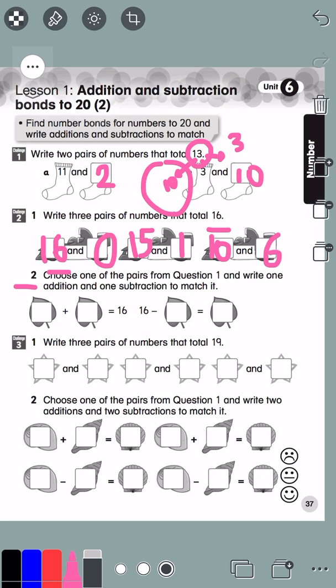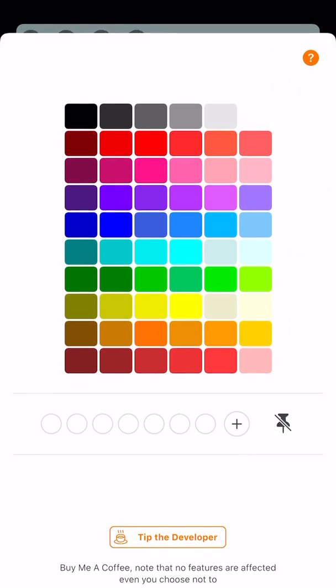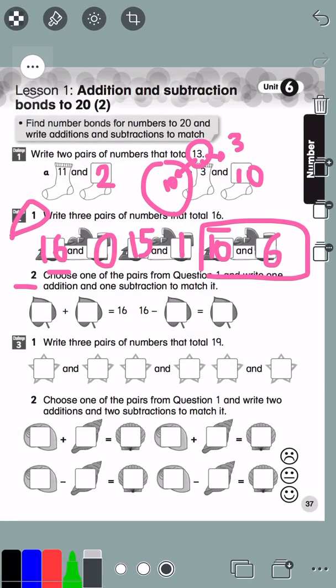Now in question 2, we want to write number sentences. One is addition and the other one is subtraction to match the number pairs we've written here. So if we have written 10 and 6, in challenge 2 you write it like this: 10 plus 6 equals 16, or 16 minus 10 equals 6.